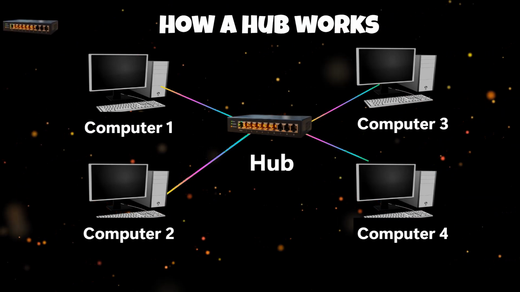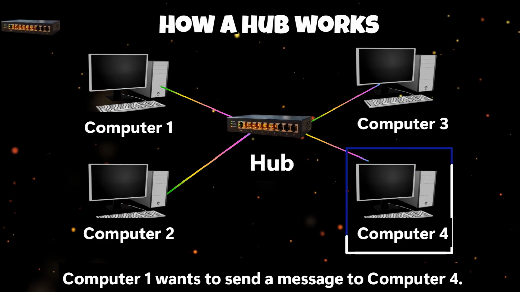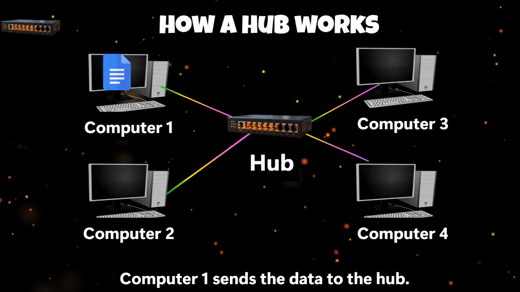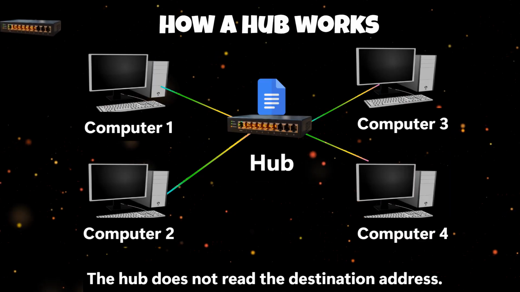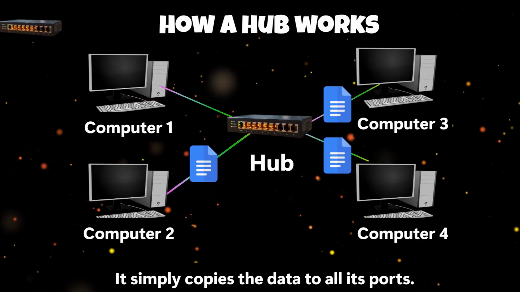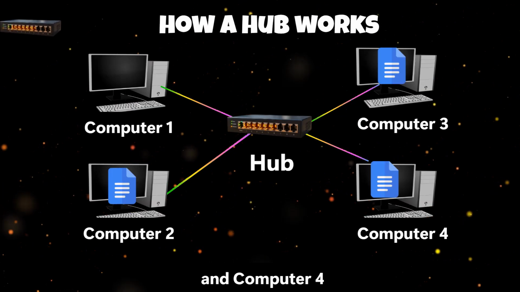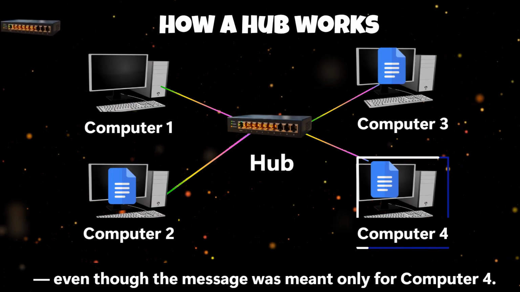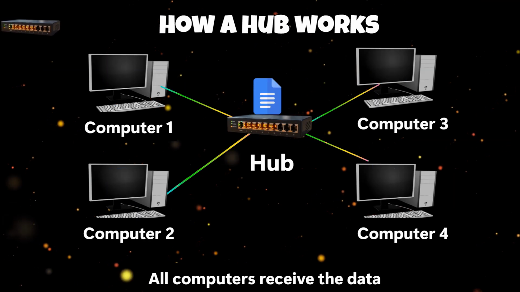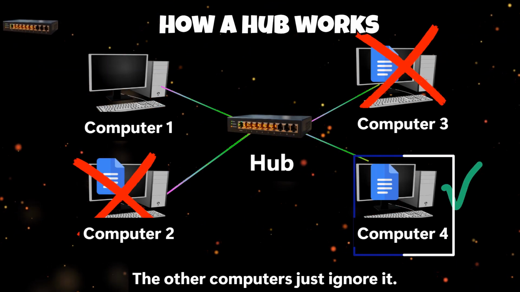Let's see how a hub works with 4 computers. Suppose computer 1 wants to send a message to computer 4. Computer 1 sends the data to the hub. The hub does not read the destination address. It simply copies the data to all its ports. So the data goes to computer 2, computer 3, and computer 4, even though the message was meant only for computer 4. All computers receive the data, but only computer 4 accepts it. The other computers just ignore it.